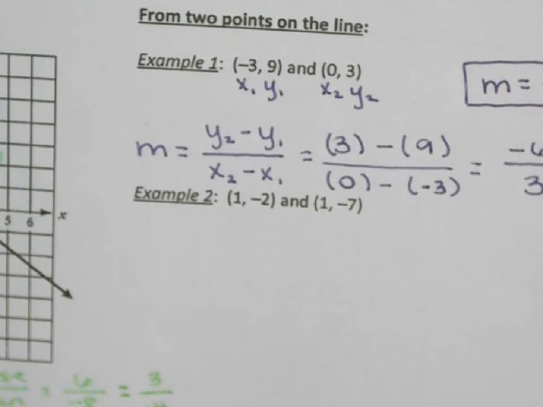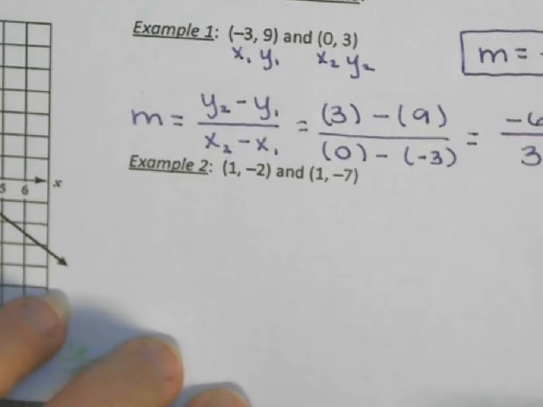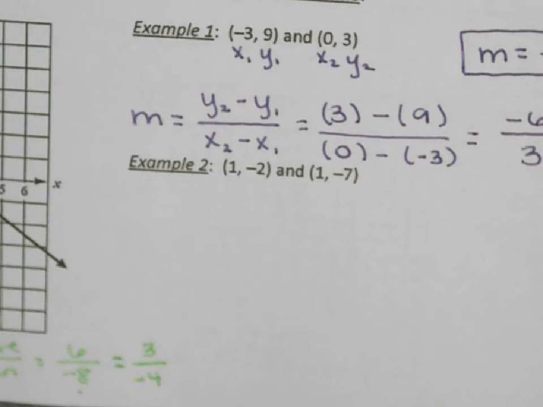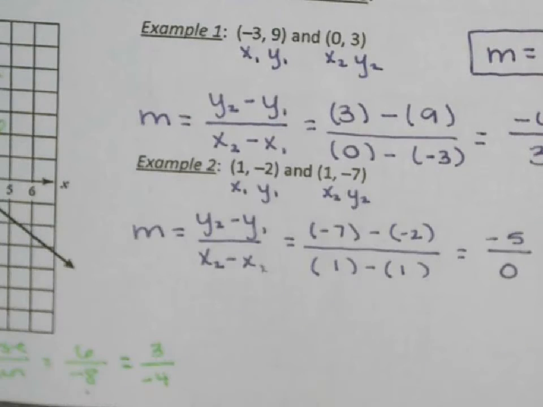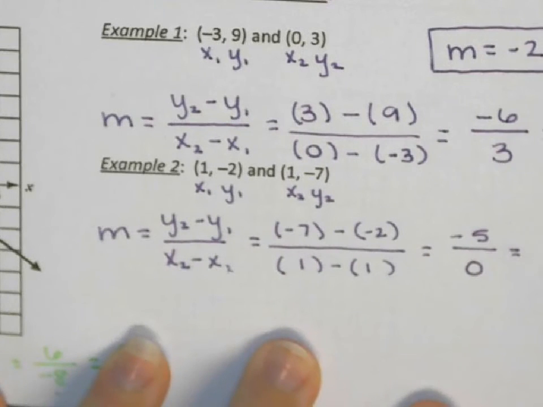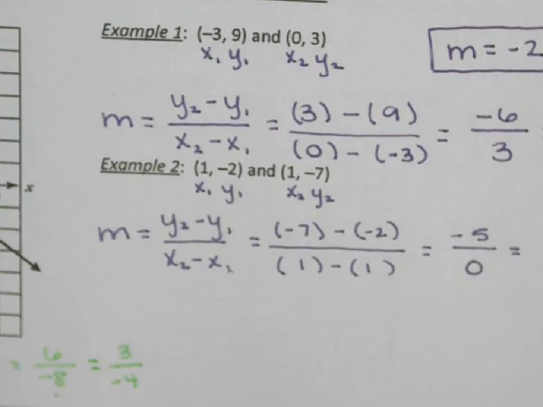Okay. Example 2. How about you guys try that one on your own, and I'll walk around and see how we're doing. A lot of people got to this point right here. What is negative 5 divided by 0?